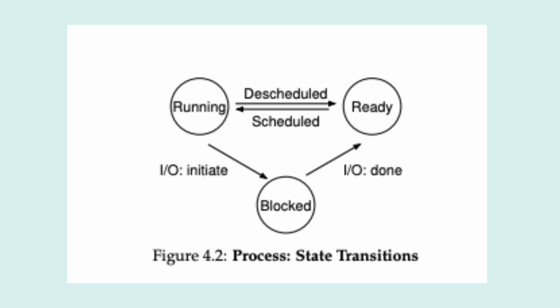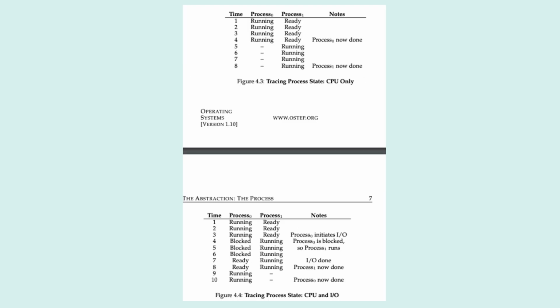Okay, so let's take an example over here. We have two processes, process 0 and process 1. Both are at t is equal to 1. Let's say our scheduling policy schedules process 0 to be in running state, and process 1 is put in the ready queue. Okay, now at t is equal to 4, process 0 is still running and process 1 is still in ready queue.